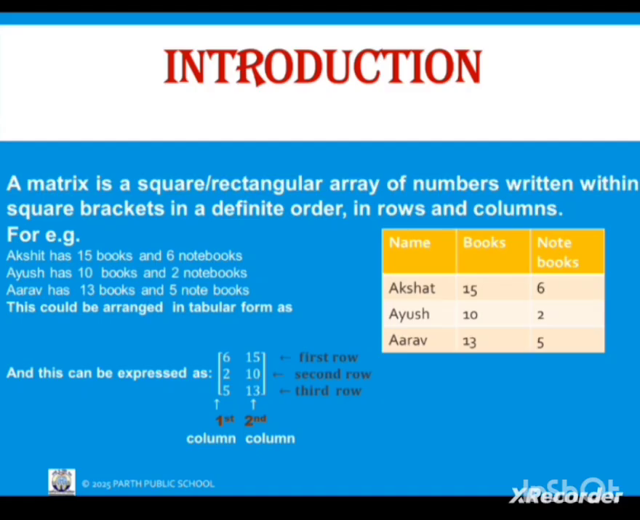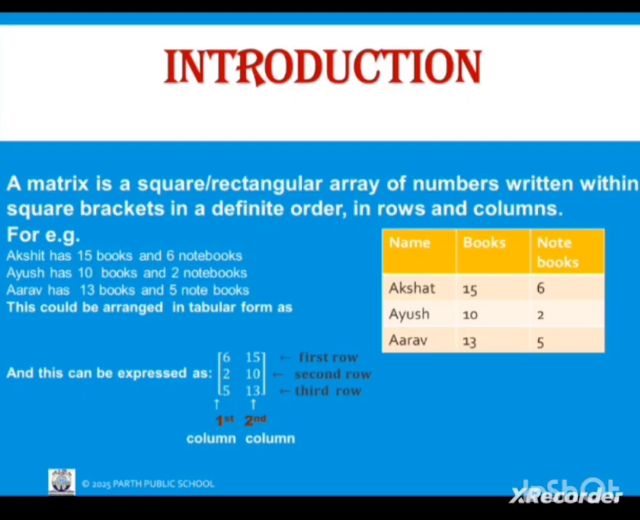Now let us start our chapter with the introduction, the definition of matrix. A matrix is a square or rectangular array of numbers written within square brackets in a definite order in rows and columns. For example, you can see on the screen that Akshit has 15 books and 6 notebooks.